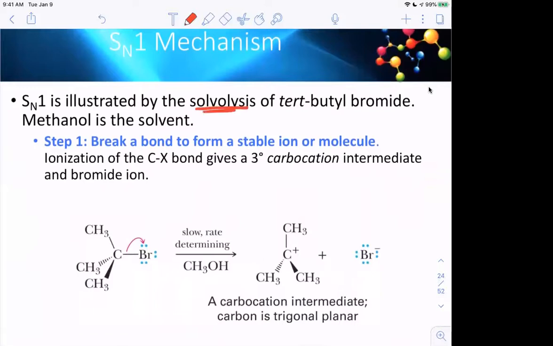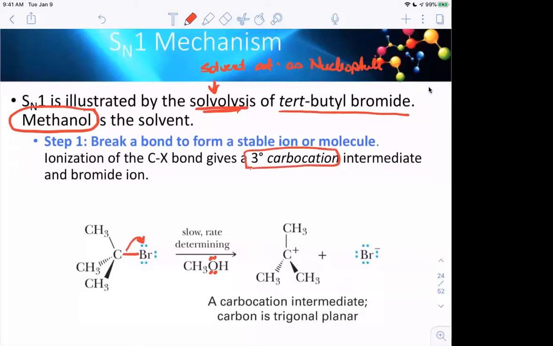This is called solvolysis. In a solvolysis reaction, the solvent is going to act as the nucleophile. And I have tert-butyl bromide, and then methanol is going to be the solvent and is also the nucleophile by virtue of those lone pairs. So the first step in this is the leaving group leaves, right? The leaving group leaves, and I end up in this case with a tertiary carbocation because this carbon is attached to 3 other carbon species. So this is going to be my tertiary carbocation.